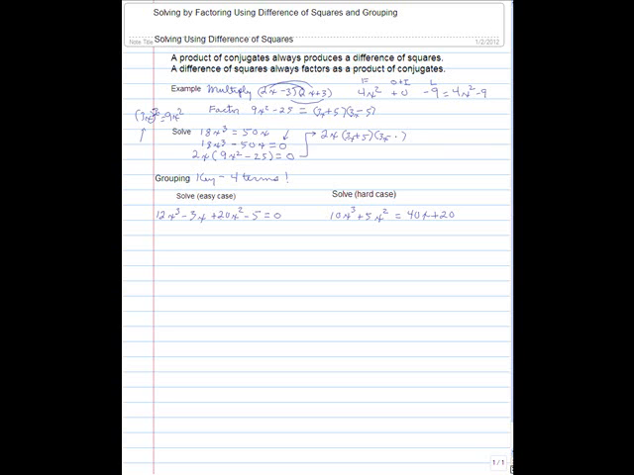25 will come from 5 times 5. Now don't forget that it said that this was equal to 0, so put equal to 0. Don't leave out the equal 0. That's crucial. Now I'm in a position to use the zero product theorem.